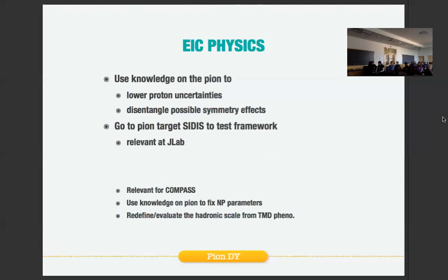And of course, beyond the EIC, it's relevant for COMPASS, and we could try to use it to learn more about the pion, about the parameters, and really find the scale in TMD phenomenology, because we always consider that we have Q naught for Drell-Yan, but what happens with the other dependence? We don't actually know. So thank you very much.